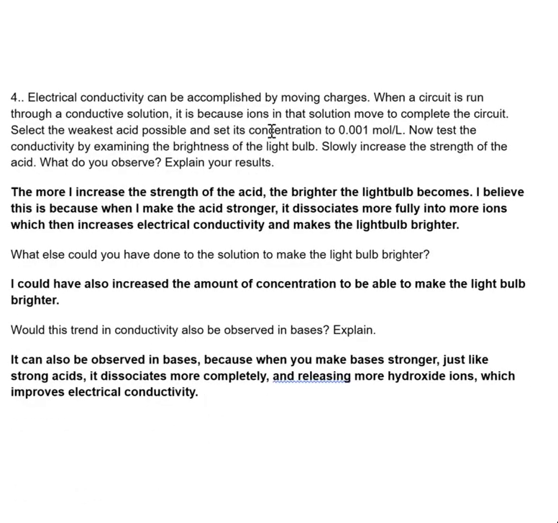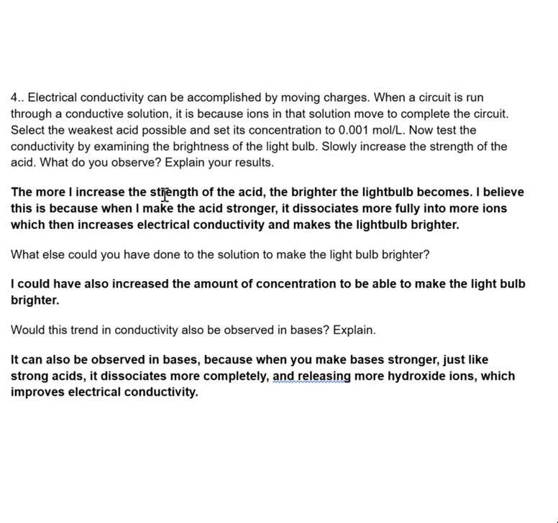Moving on to the fourth question. Electrical conductivity can be accomplished by moving charges when a circuit is run through a conductive solution. It is because ions in that solution move to complete the circuit. Select the weakest acid possible and set its concentration to 0.001. Now test the conductivity by examining the brightness of the light bulb. Slowly increase the strength of the acid. What did I observe? And I will explain my results.